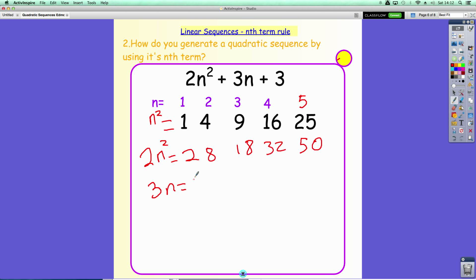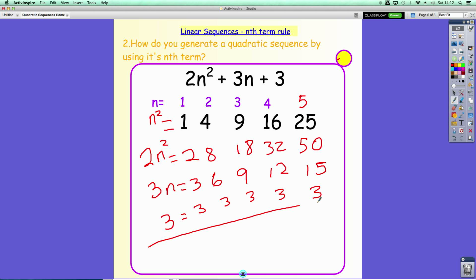And so it's 3 times 1 is 3, 3 times 2, 6, 3 times 3, 9, 3 times 4, 12, 3 times 5, 15. And then I need my 3, which I'm going to add. So I'm just going to put it on the end there. And so that would just be 3, 3, 3, 3, 3, because it's constant. At the end, because I want 2n squared plus 3n plus 3, I will be adding my 2n squared row to my 3n, and then adding 3 at the end as well.